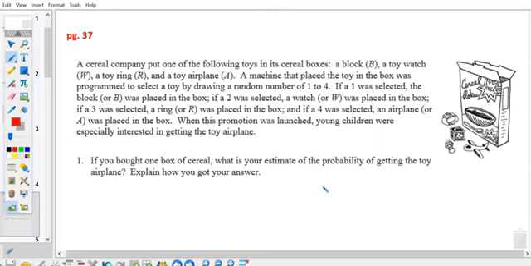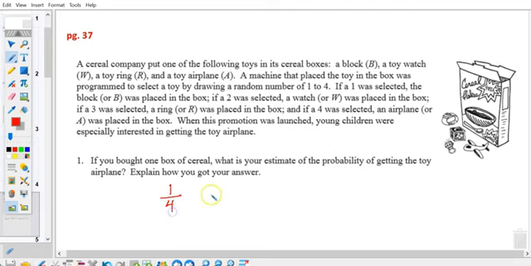If 1 is selected, a block is put in. If 2 is selected, a watch is put in the box. 3 would be a ring, and 4 would be an airplane. When this promotion was launched, young children really wanted to get the airplane. If you bought a box of cereal, what is your estimate of the probability of getting the toy airplane? Pause the video and write down your probability and reason.